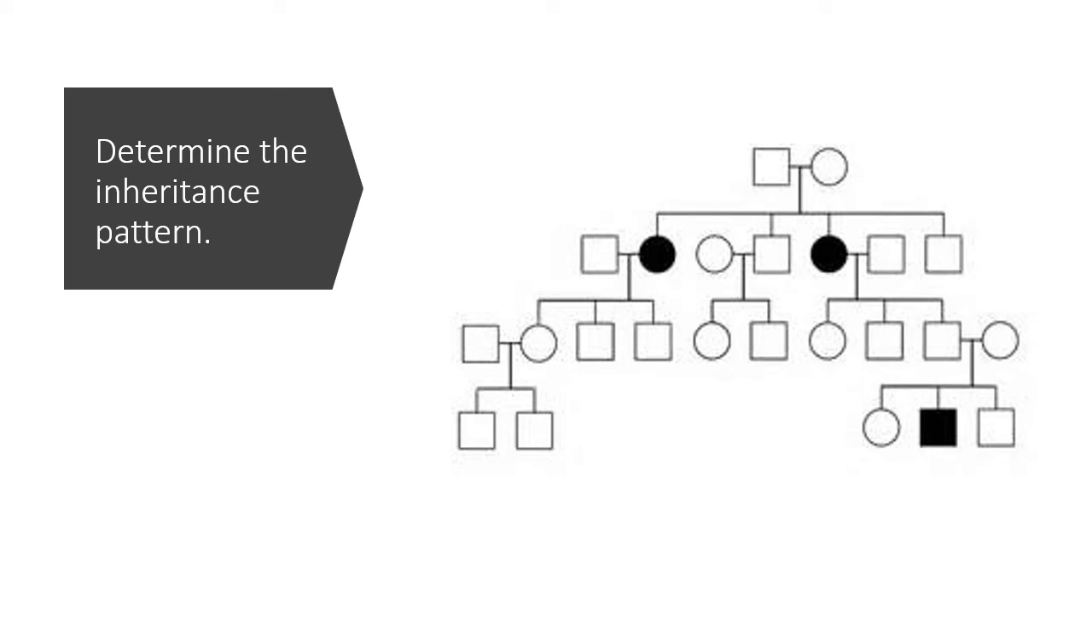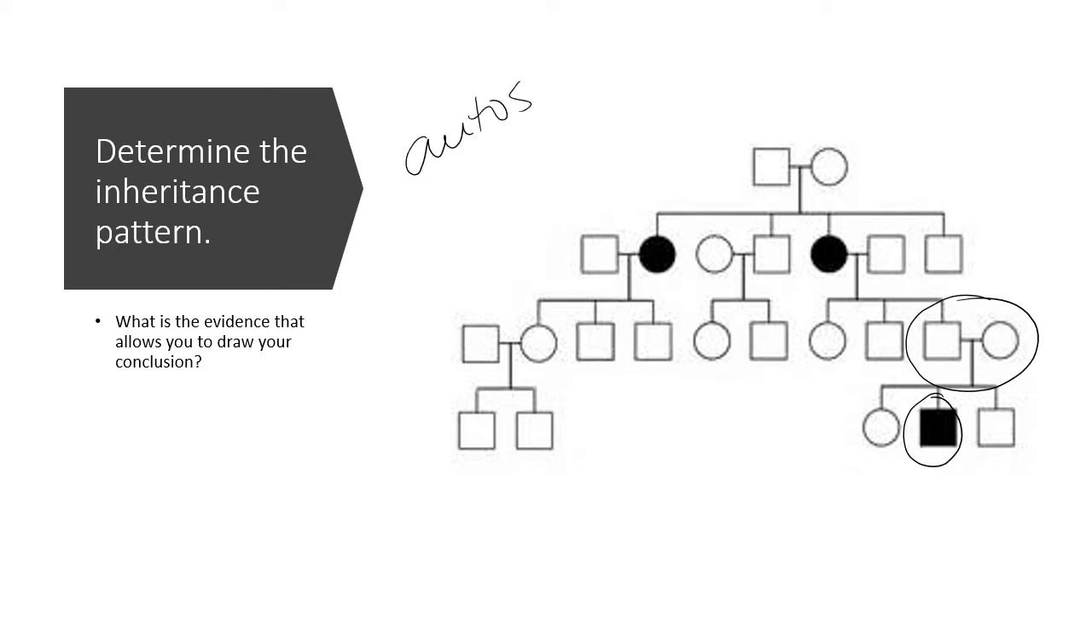You'll notice that in this particular pedigree, there are some clues to the inheritance pattern, and you can see that it's not present in every single generation, that it skips generations. So here we have one individual who has it, but parents who don't. That tells me right away that this is an autosomal recessive trait.